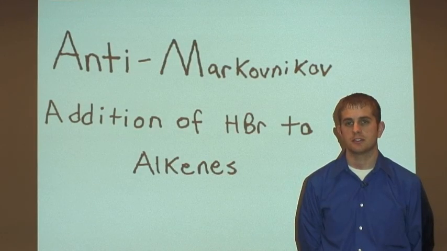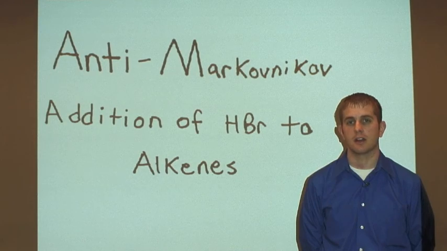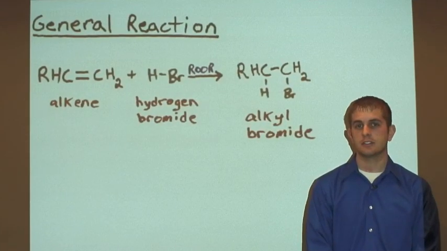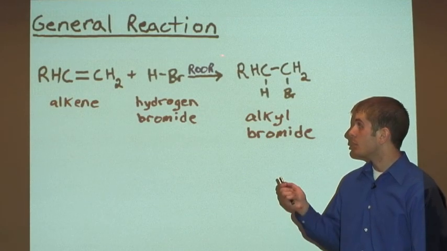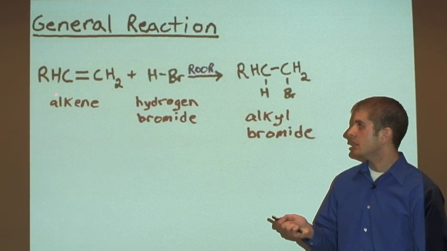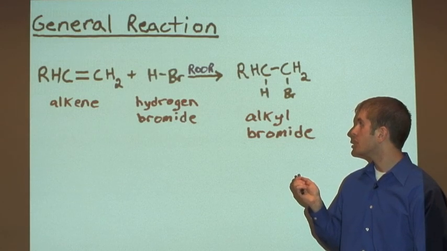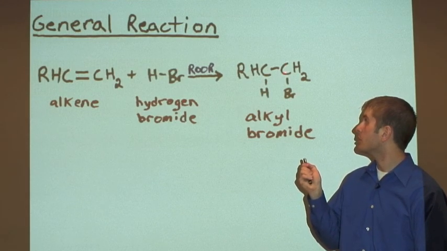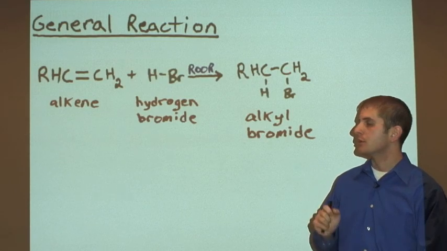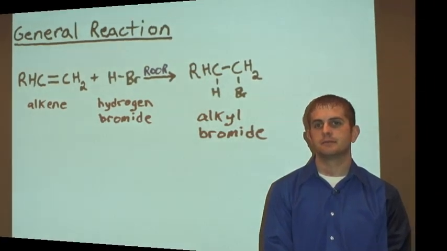Hello, my name is James Walls, and in this tutorial I will be discussing the Anti-Markovnikov addition of hydrogen bromide to alkenes. Let's look at the general reaction. In the presence of peroxides, an alkene will react with hydrogen bromide to form an alkyl bromide product, where the bromine becomes attached to the carbon with less substituents, for reasons which we'll discuss later.